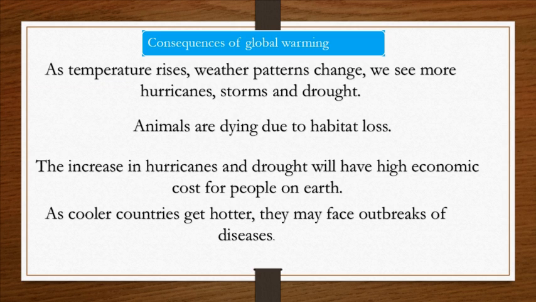The other one, the increase in hurricanes and drought, will have a high economic cost for people on earth. When a place becomes very dry, people can no longer grow crops. Then where will they get food? If getting food is difficult, they have to spend more money. So this will lead to high economic cost.